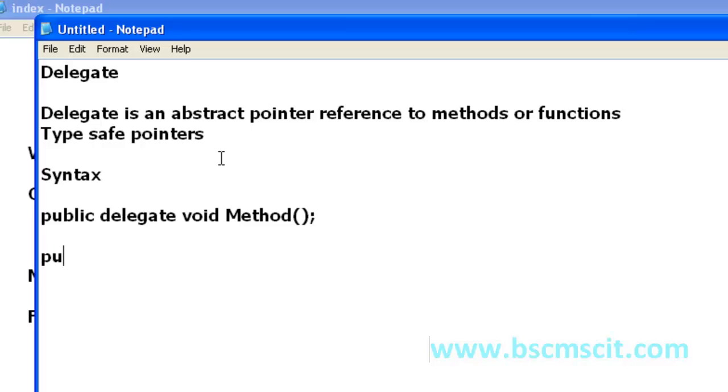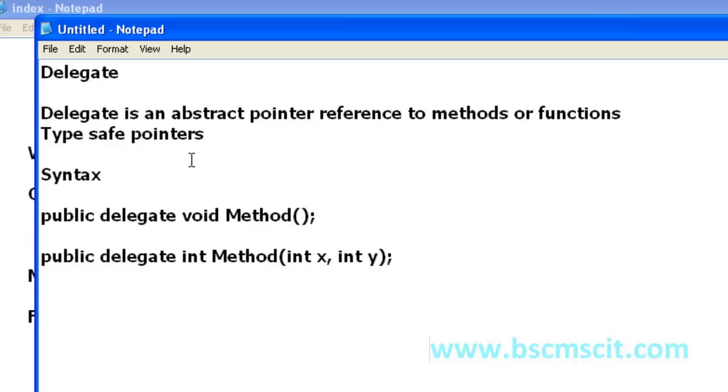Let's see it in a different style. Public delegate int method(int x, int y). Now this is the syntax of a delegate. One more point: when you declare a delegate, the signature of the delegate should match with the method which you want to encapsulate.